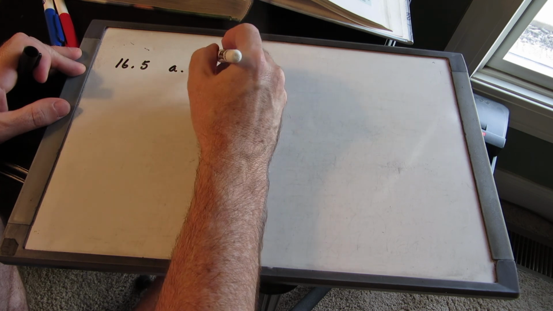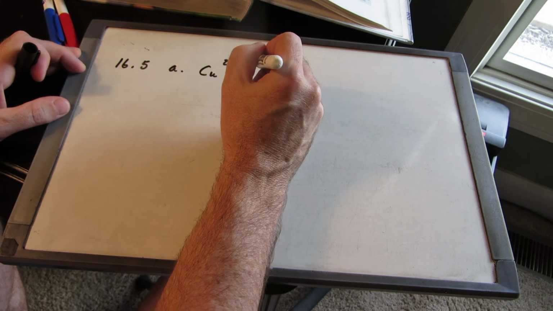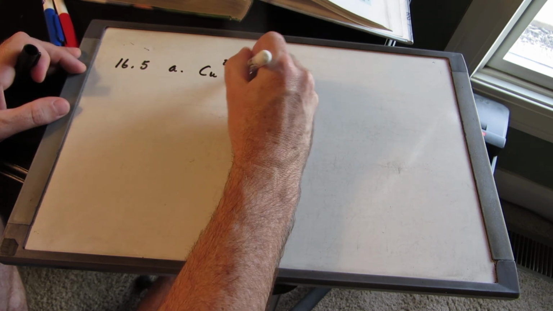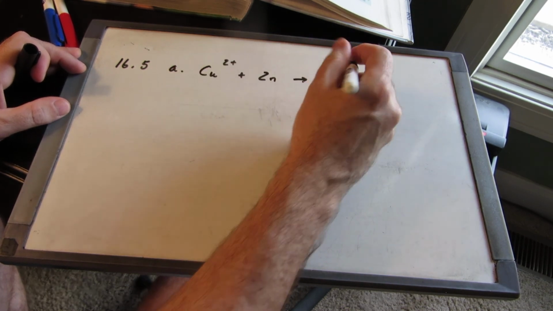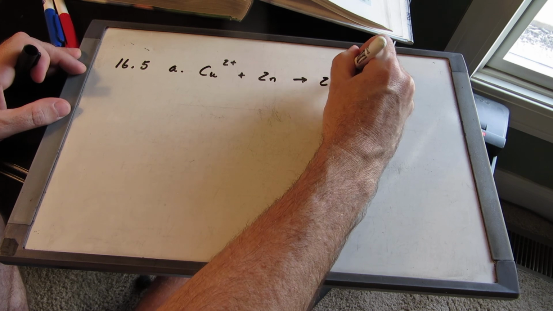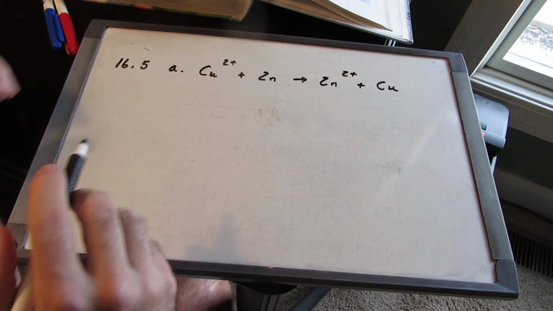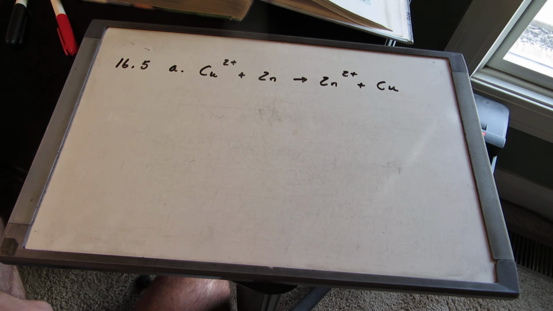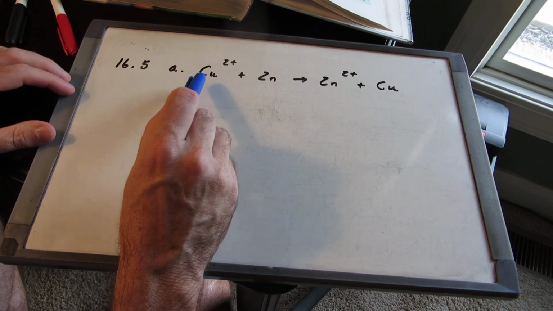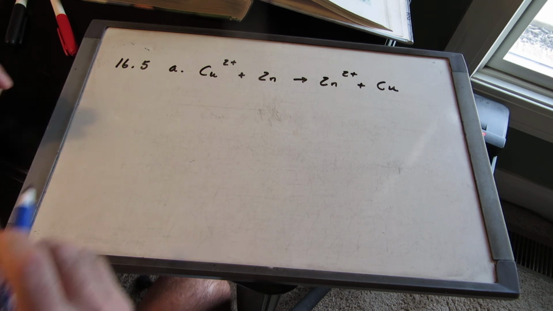Alright, part A. We've got copper 2+ plus zinc makes zinc 2+ plus copper. I'm not going to put the phases in. The phase will matter when we're doing batteries, but right now, no. So we need to go through the oxidation numbers, and if the oxidation numbers change, then it is a redox reaction. And we also need to tell which one of the elements was oxidized and which was reduced in terms of the reactants.